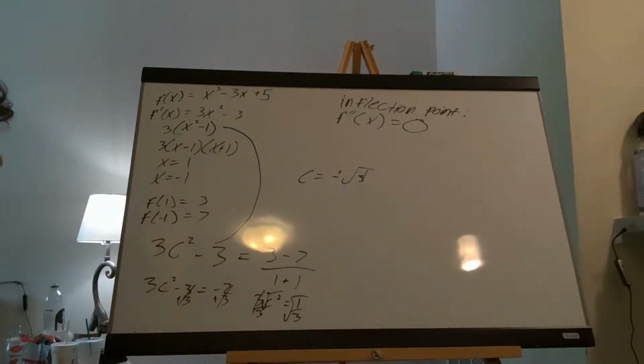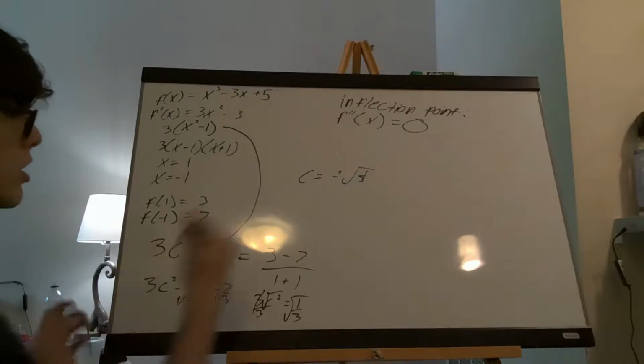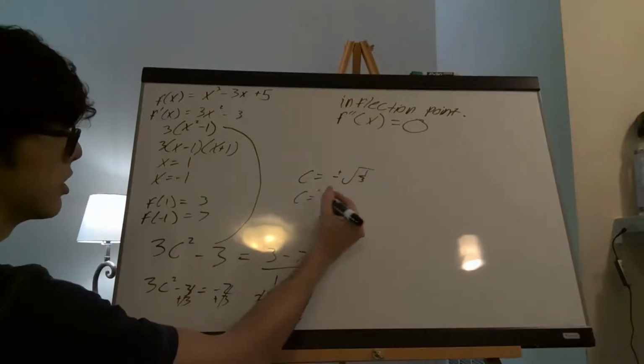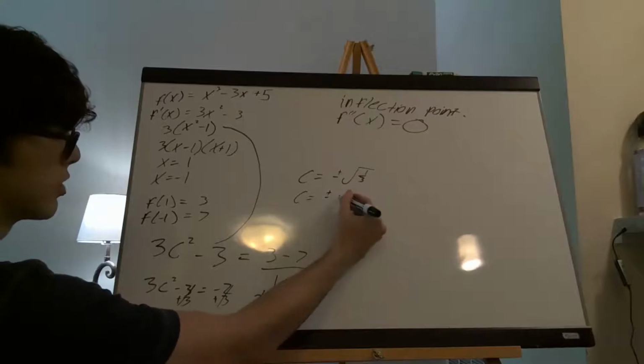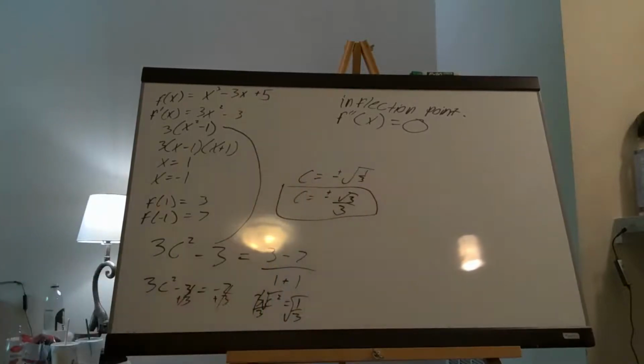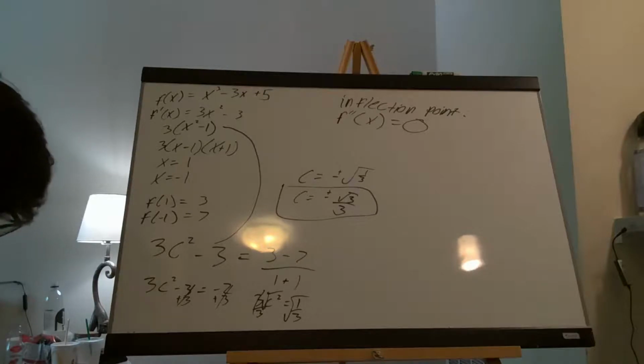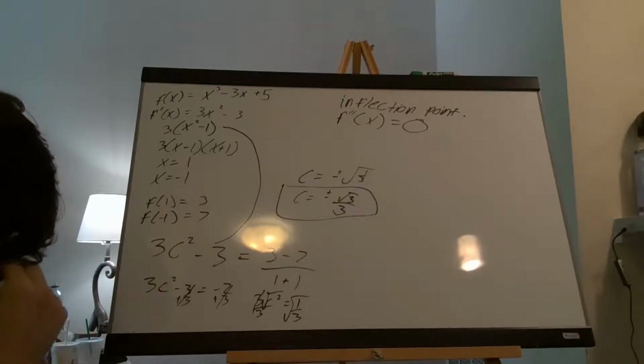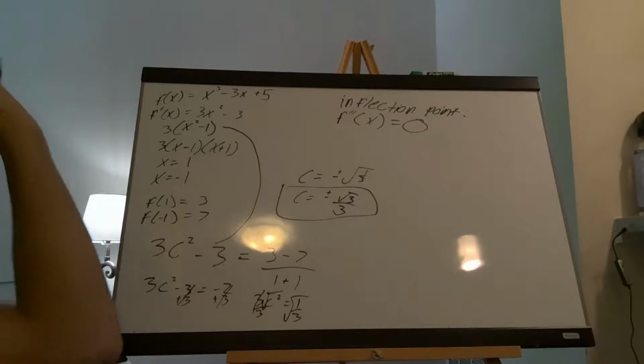Or if you really don't like having radicals like that, then you can rewrite it as c equals plus or minus the square root of 3 over 3. And that's just simplifying the radical out of the denominator. But that's how the mean value theorem works. You just see if one thing equals the slope of the other. You see if there's a connection. It's actually a really cool thing.